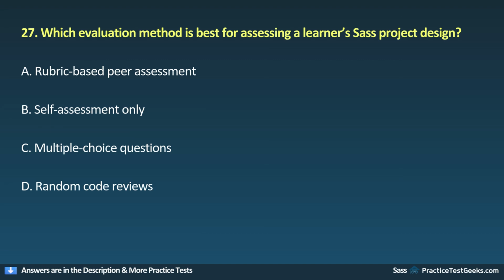27. Which evaluation method is best for assessing a learner's SASS project design? A. Rubric-based peer assessment. B. Self-assessment only. C. Multiple choice questions. D. Random code reviews.